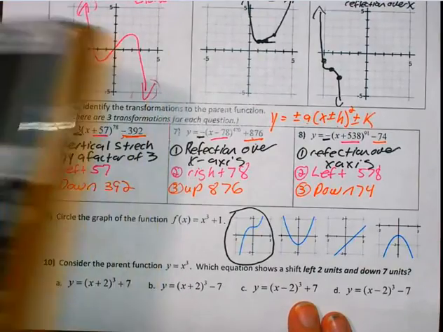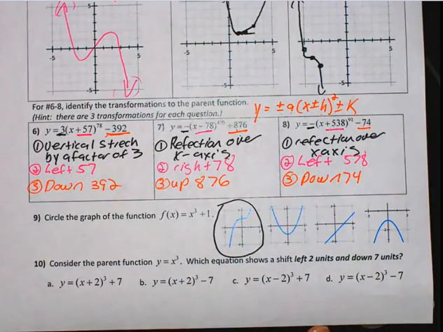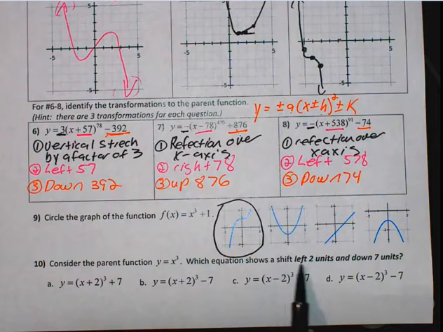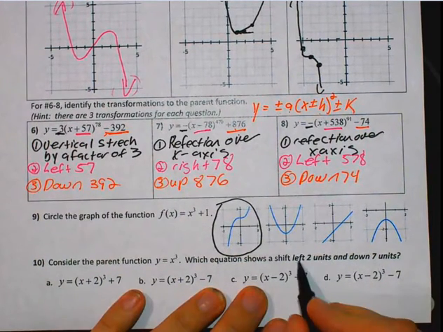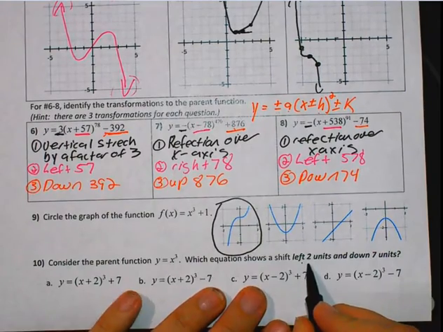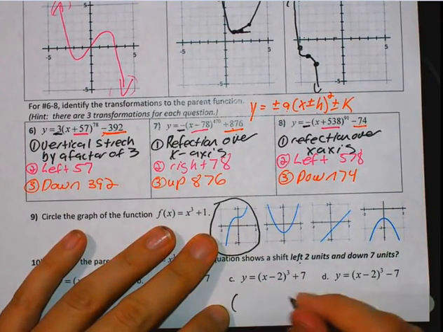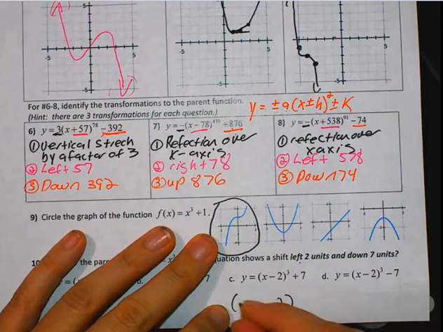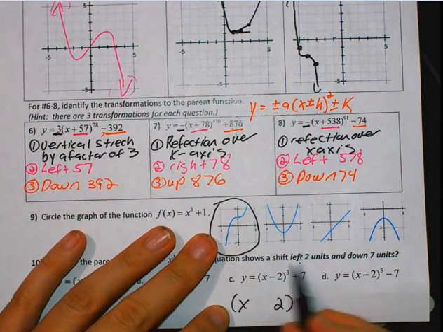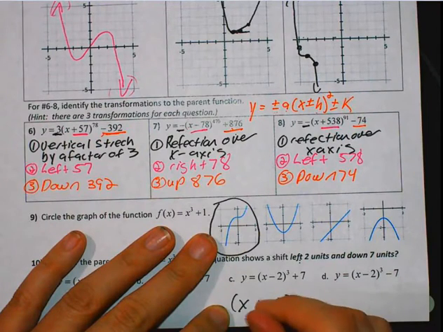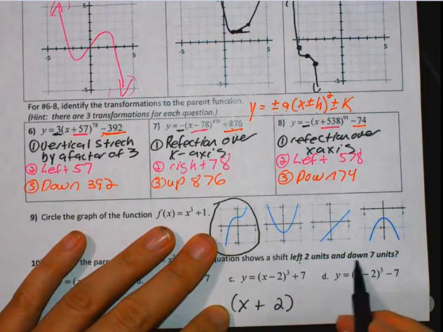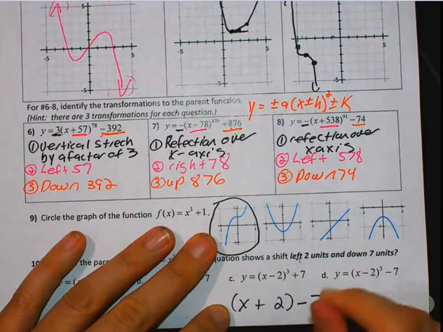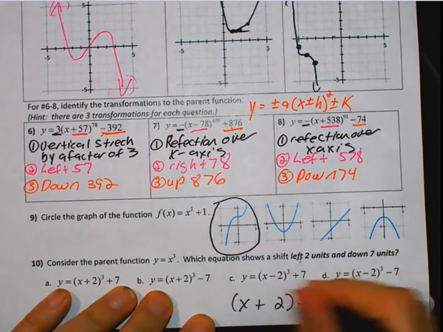Okay, next one says consider the parent function x cubed, which equation shows a shift to the left 2 units and down 7 units. Okay, so to the left 2 units, so that has to be on the inside of the parentheses. Remember, insiders lie, left would take you into the negative, but it's lying to you, so it's plus 2, and then we have down 7 units. And then x cubed is going to go right there.